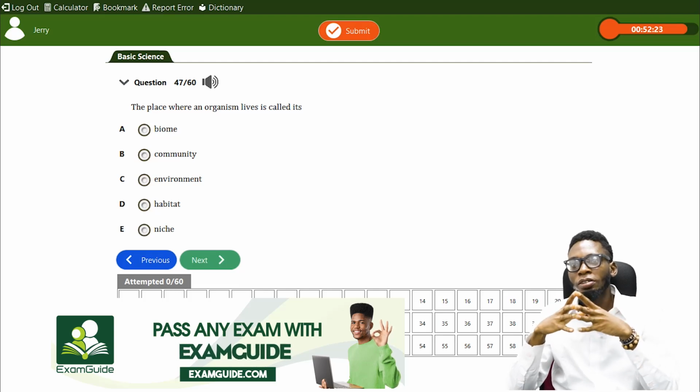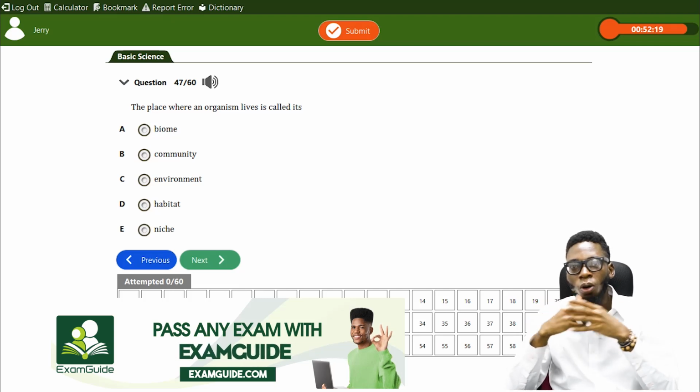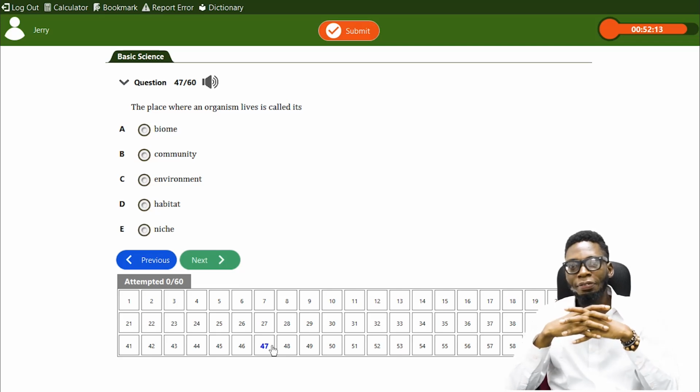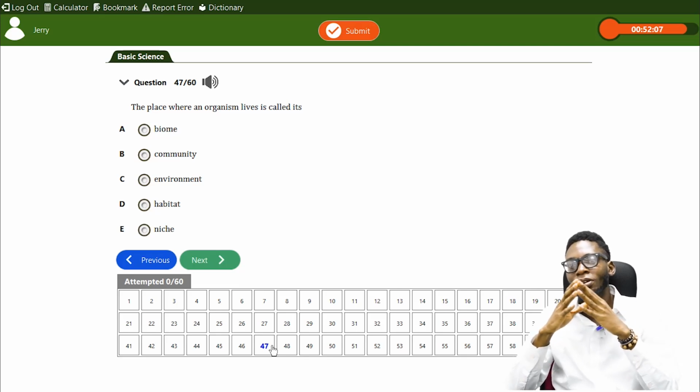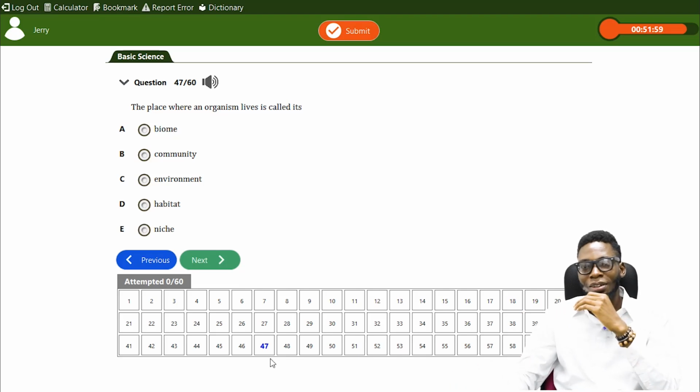Right. When we were mentioning the characteristics of living things, we came across something like this. The place where an organism lives is called, we have A, biome, B, community, C, environment, D, habitat, E, niche. The place where an organism lives is called its, of course, you know, its habitat. We mentioned habitat as the place where an organism lives, its natural home.